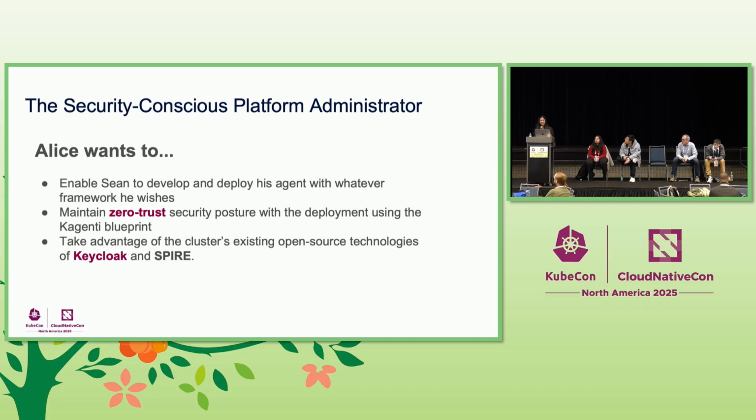And Alice is our security-conscious platform administrator who has just read many of the blogs that Agentic has published. And Alice thinks it's a really great idea, right? These agents are really the way to help enable Bob's team. So Alice really wants to enable Sean to develop and deploy this agent, but she really needs to do so in a way that maintains a zero trust security posture. And she really wants to take advantage of the existing open source technologies of Keycloak and SPIRE.